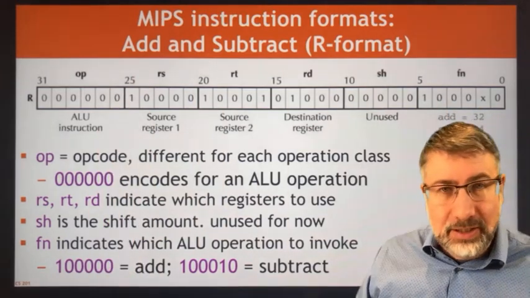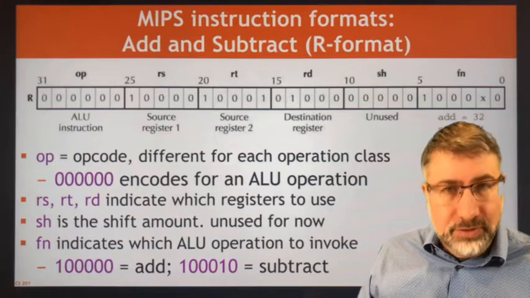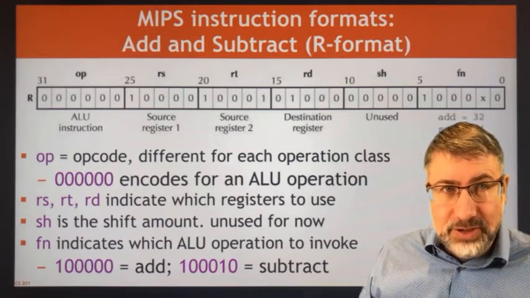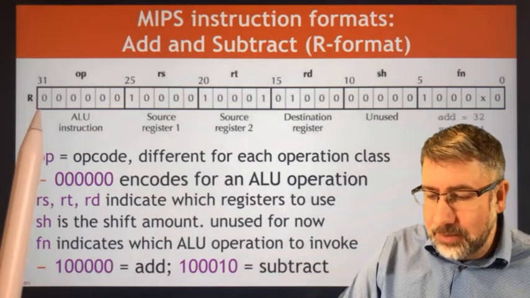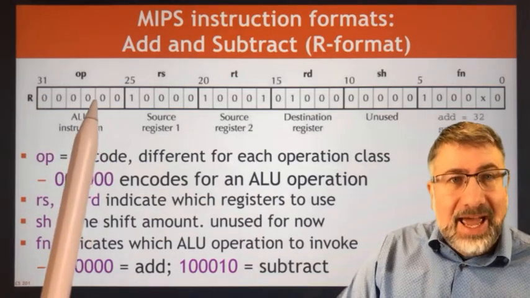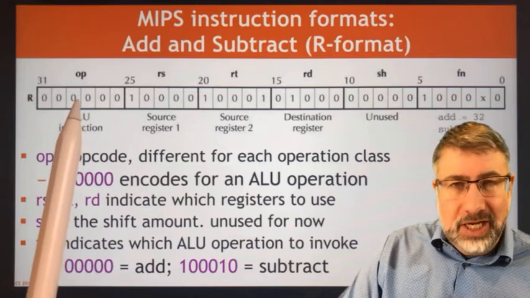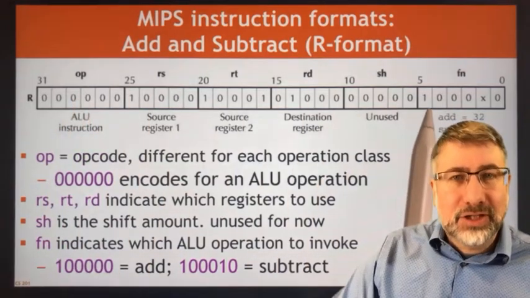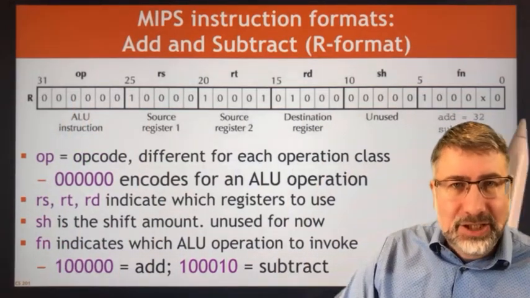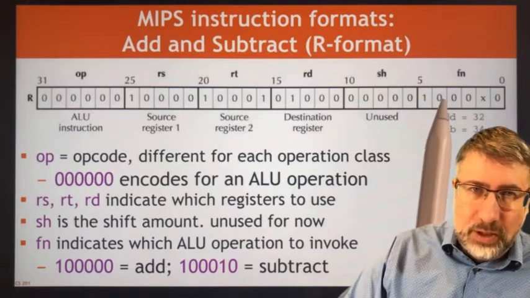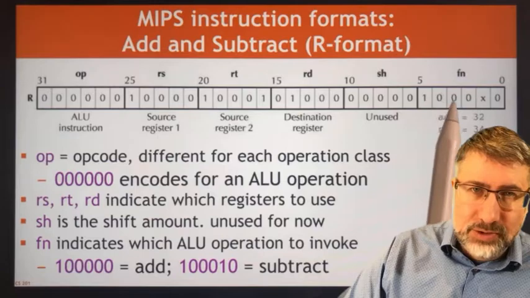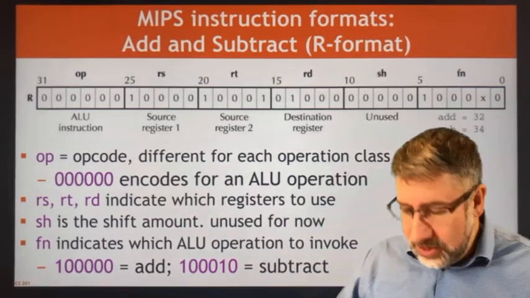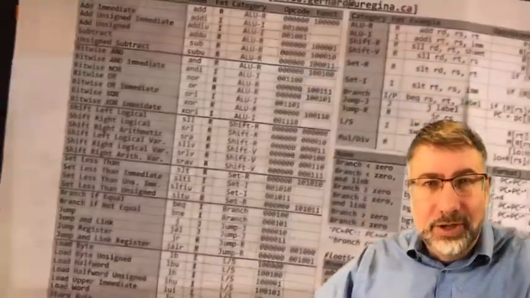Normally, the opcode tells the machine what to do. With R-type instructions, especially ALU format R-type instructions, the opcode is going to be all zeros, and that tells the machine I want an R-type ALU instruction, and then it looks at the function code to decide what actually to do. In this case, add is 100000 and subtract is 100010. And we can see what all of those codes are on the sheet.